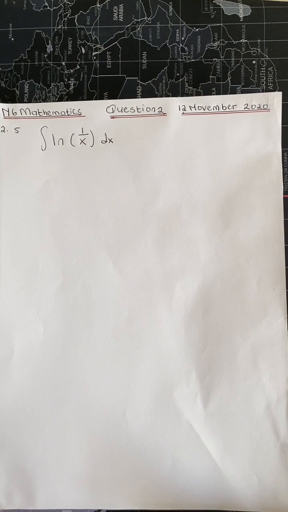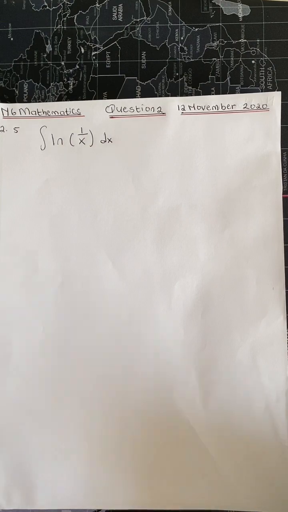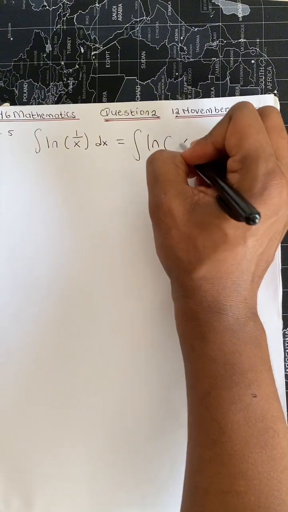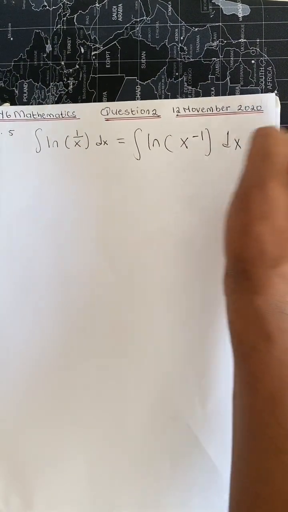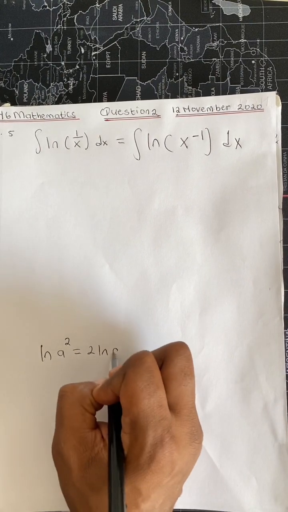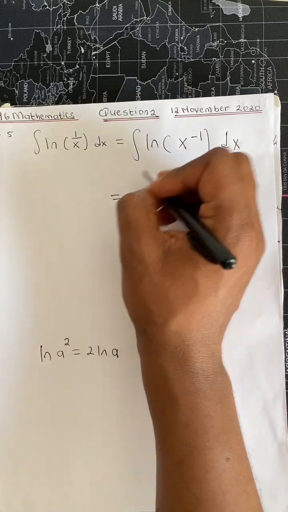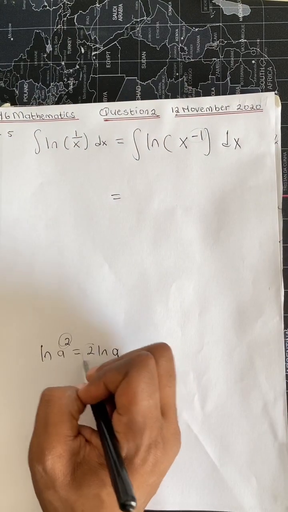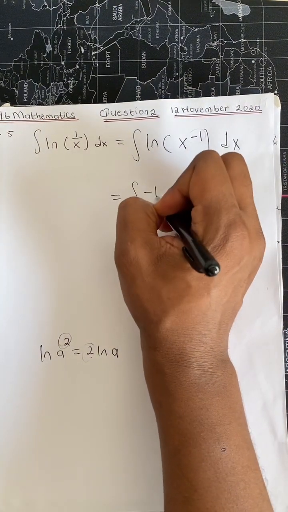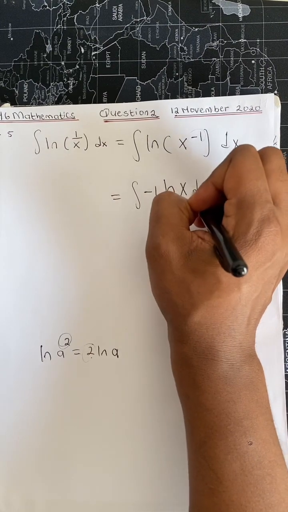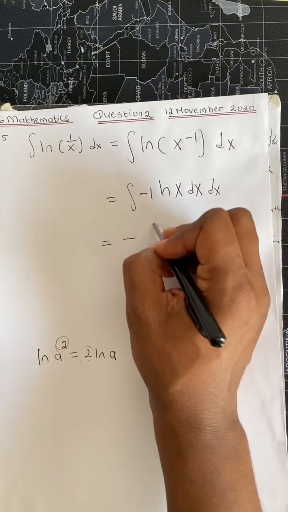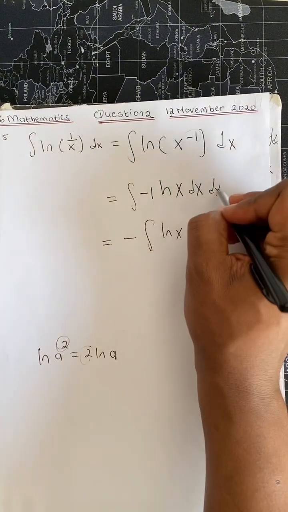Question 2.5, we have to evaluate the integral of ln of 1 over x dx. So we can write this as the integral of ln of x to the power negative 1 dx, and we know that ln of a to the power 2 will be equal to 2 ln a. Just like the 2 was dethroned from the exponent to the base, let's also dethrone that negative 1. So negative integral of ln x dx.